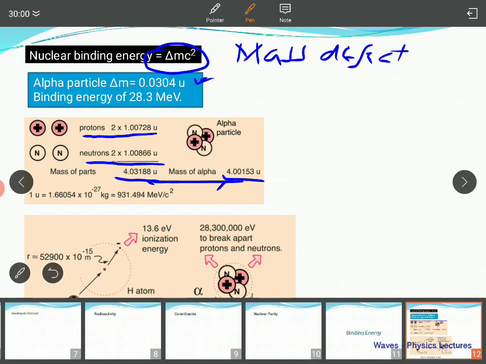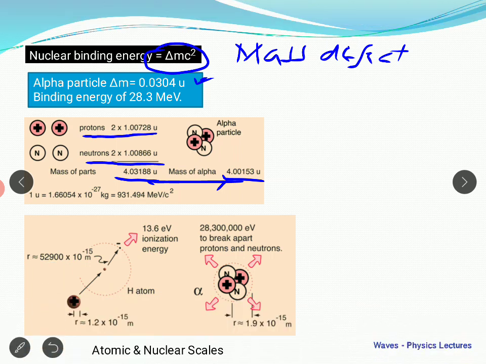As a matter of fact, the mass of the constituents taken individually is more than the mass of the entire nucleus taken together. That means some mass has been lost, which has been converted into energy, and that is what we term the nuclear binding energy.